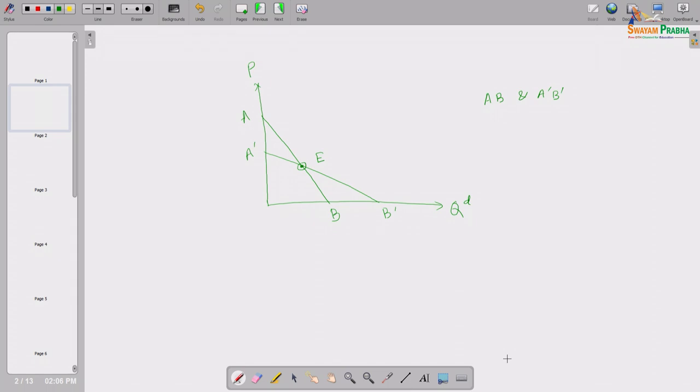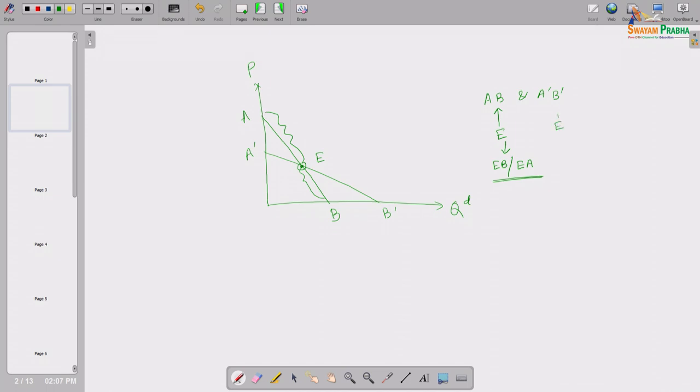It is very easy to understand. When point E is on the AB demand curve, the absolute value of the own price elasticity is basically EB by EA, because we showed in the last lecture that it is the lower segment of the demand curve divided by the upper segment. AB is the demand curve, E is a point on it, the lower segment is this and the upper segment is that.